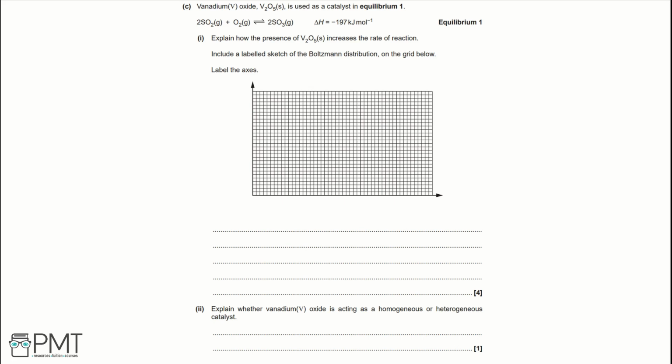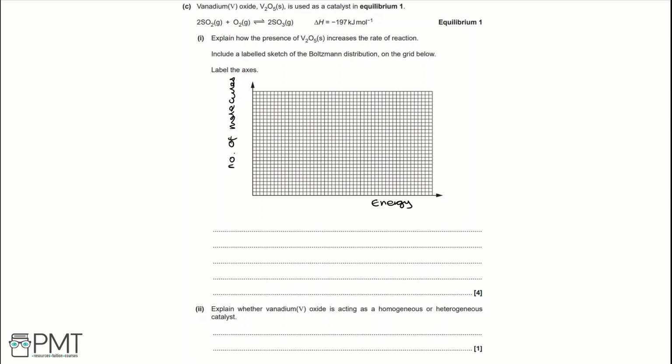Part C. Vanadium 5 oxide, V2O5(s), is used as a catalyst in equilibrium 1. Part 1. Explain how the presence of V2O5 solid increases the rate of reaction. Include a labelled sketch of the Boltzmann distribution on the grid below and label the axes. So firstly, labelling our axes. Our x-axis is energy, so if we add this label on, and then our y-axis is the number of molecules. So here we've labelled our axes.